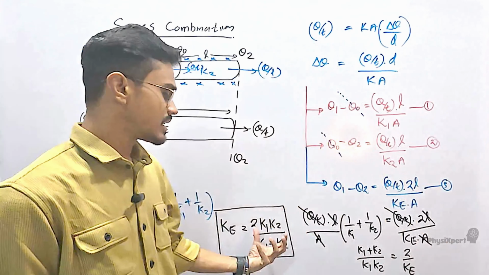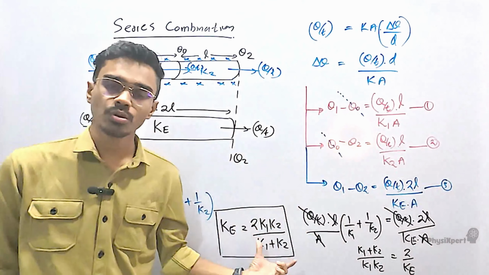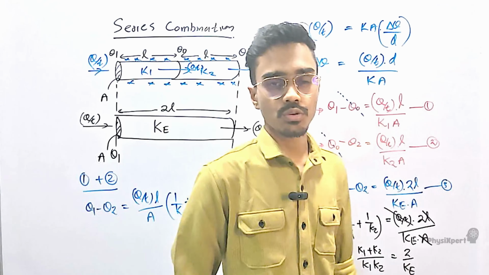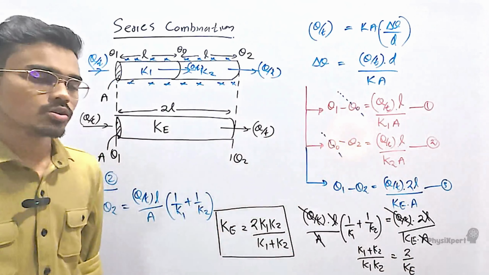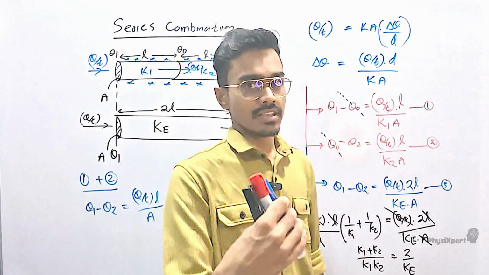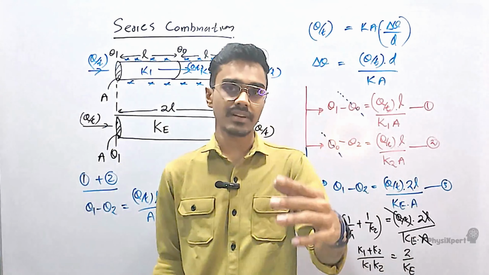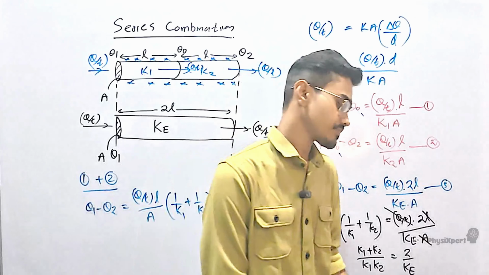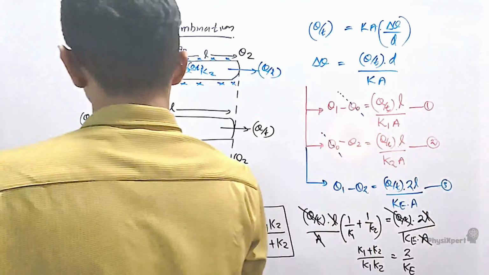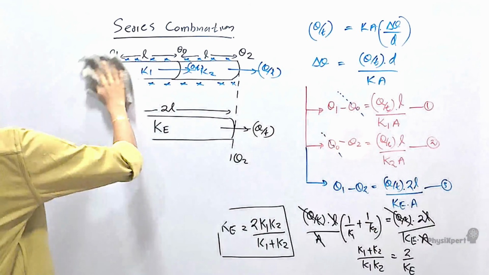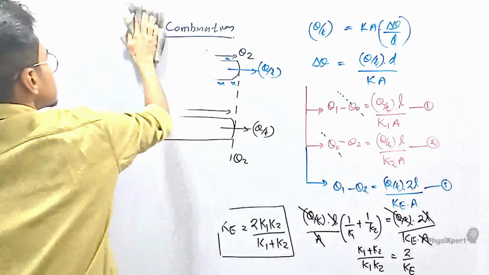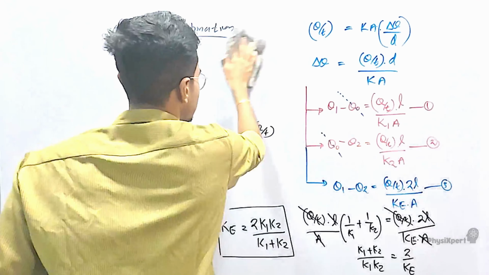Now here the behavior is a little bit different, right? This is only for two rods. This is only for two rods in series combination, right? K equals 2k1 k2 over k1 plus k2, right? Now this is the series combination. Now let's see what happens in the parallel combination.